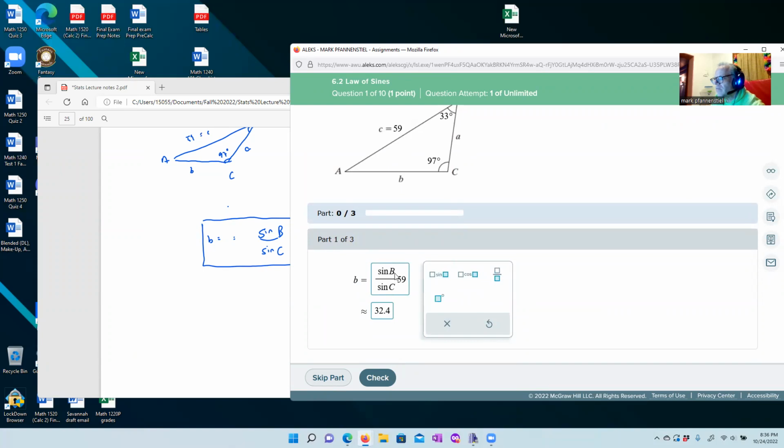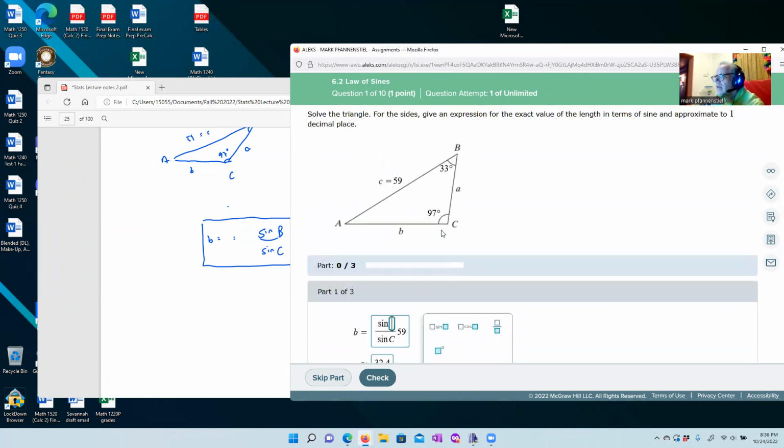I don't like any of these. I don't see I have to make a degree symbol here. Maybe I have to do it this way and do like 33. Since they yelled at me for that, let's say 33 degrees. And then for B, or for C, we'll say 97 degrees. Okay, and hope that that fixes the problem.